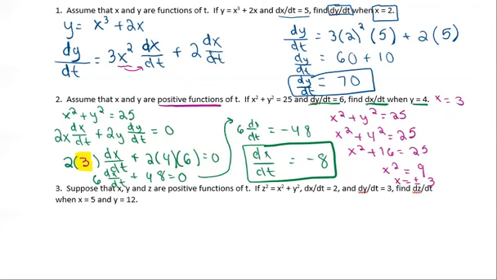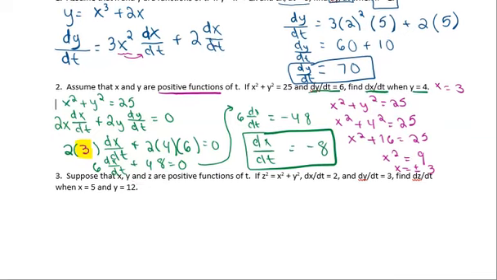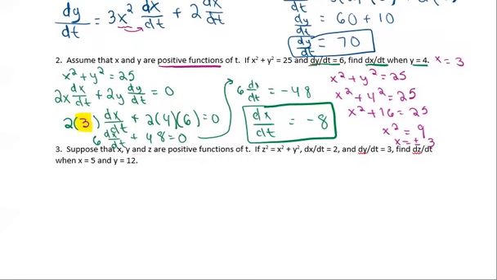Let's try number 3. Number 3, suppose that x, y, and z, so we have 3 different variables this time, x, y, and z, are positive. So that was that note from last time. Functions of t. If z squared equals x squared plus y squared, dx/dt equals 2, and dy/dt equals 3. Find dz/dt when x is 5 and y is 12. We have a lot of information there.